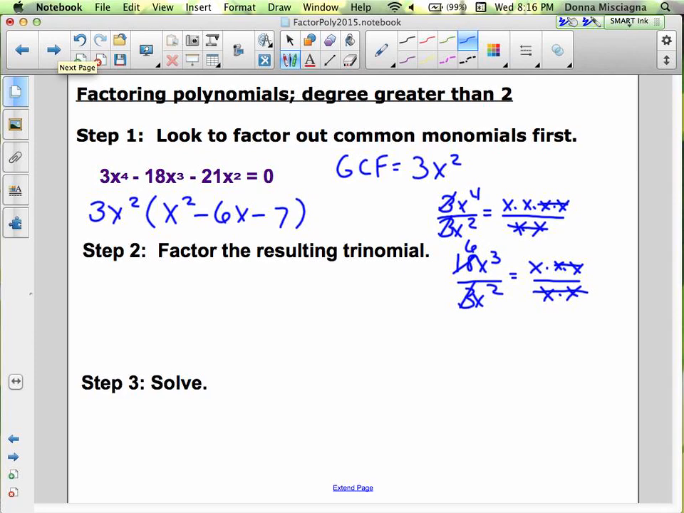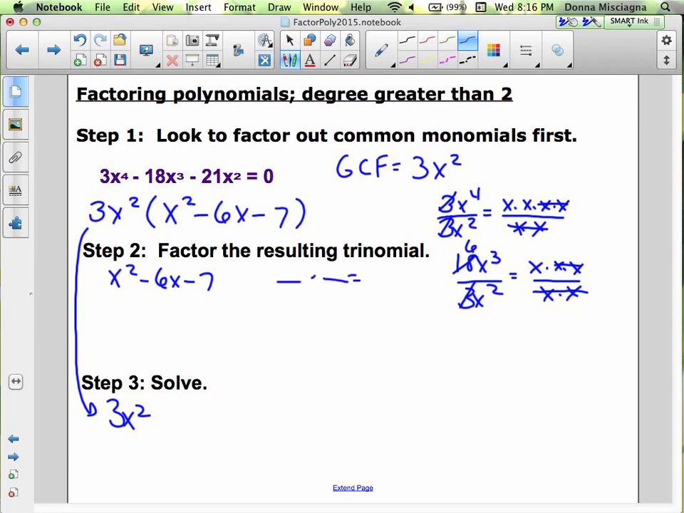All right, so I'm going to just put this over here. 3x squared, that's one of our factors. Let's factor the rest. We have x squared minus 6x minus 7. Now we're just going to use our factoring techniques. Do not use anything other than factoring unless it is absolutely not factorable, and you really aren't going to see too many of those. 1 times negative 7 is negative 7.